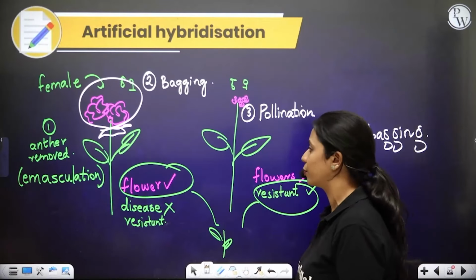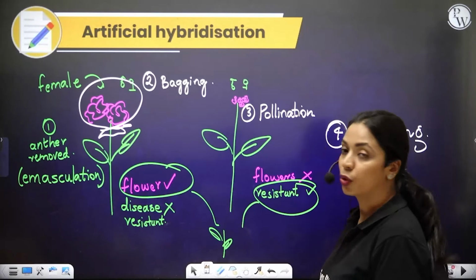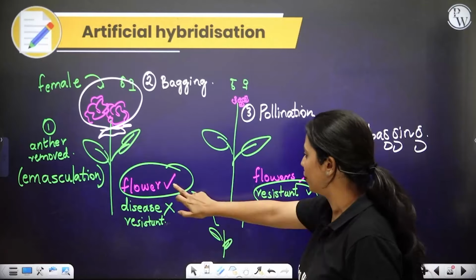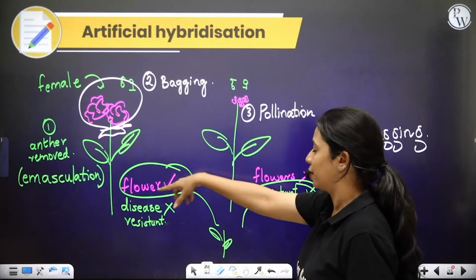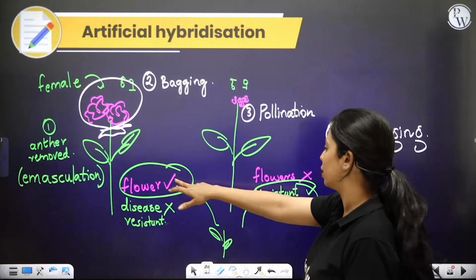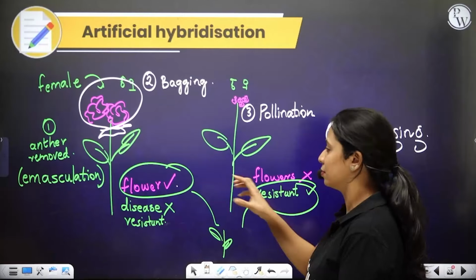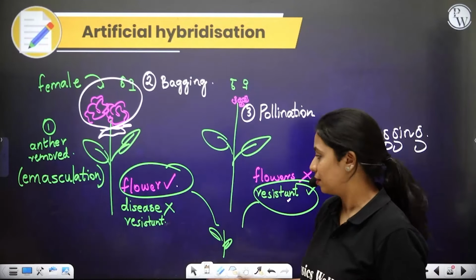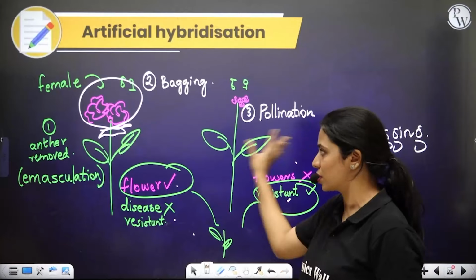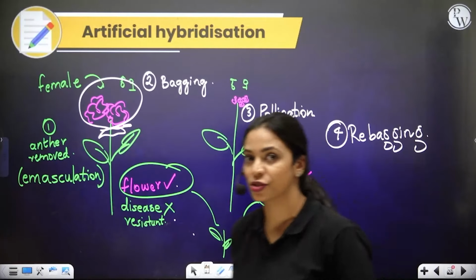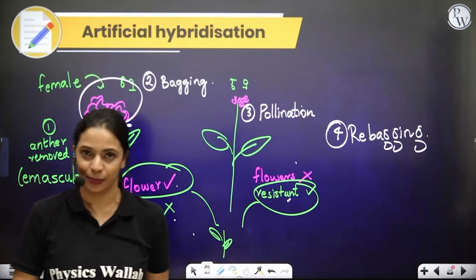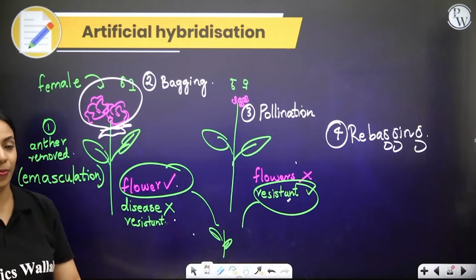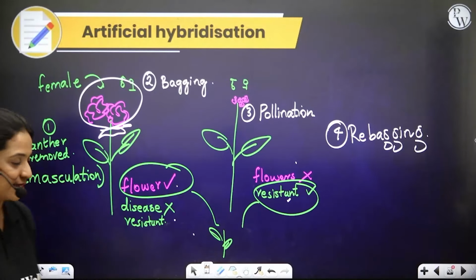Whenever this kind of cross is done, you can't for sure expect that the flower that is bright and is of economical importance, this character will combine with this character. It is not guaranteed. It might be the other way around also. So this takes a lot of trial and error and will consume a lot of time, energy and labor. Okay, so this is basically what artificial hybridization is.